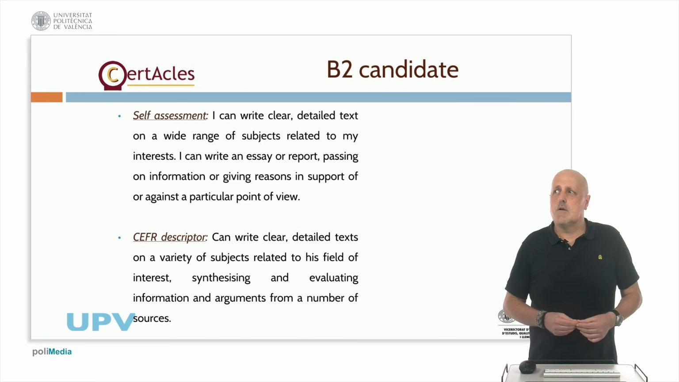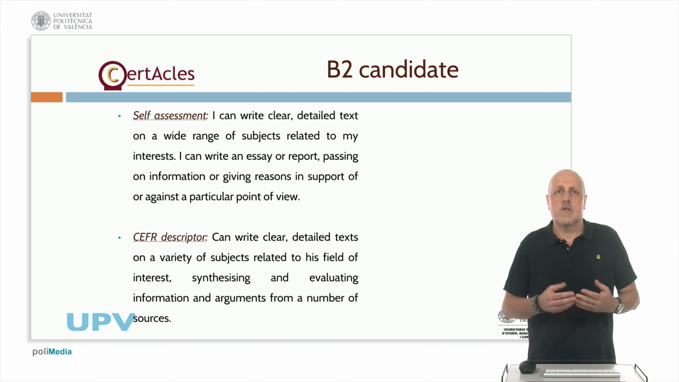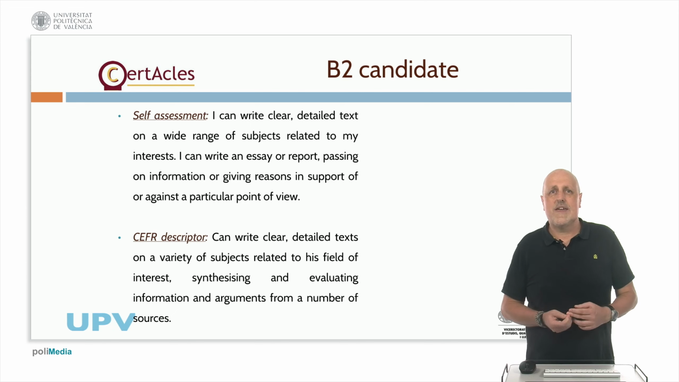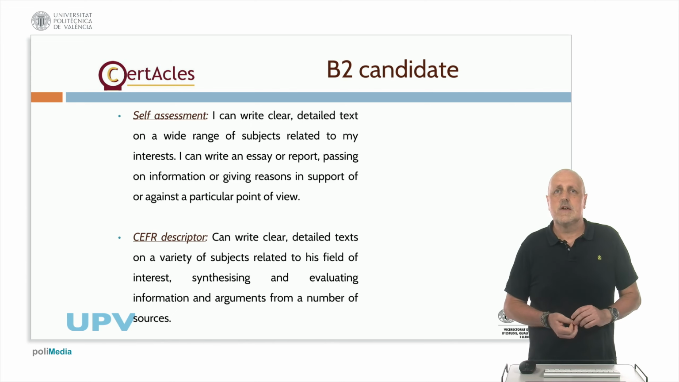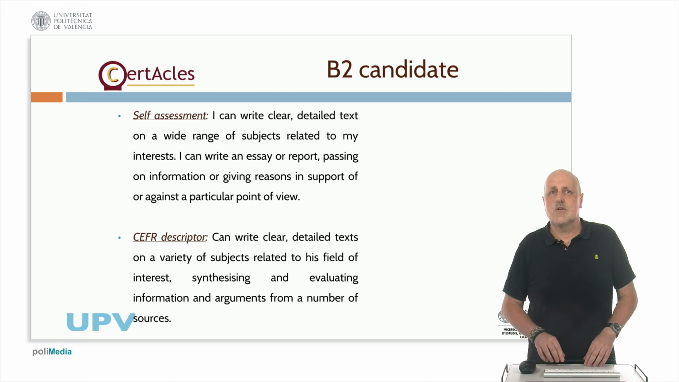So firstly, this slide shows you what you should be able to do and also what the corrector is looking for in order to give you a good mark in your exam written answer. The self-assessment at the top specifies that you can write clear, detailed text on a wide range of subjects related to my interests. You can see that it is always connected to your interest. It should be nothing abstract, nothing outside your range of knowledge. But the text should be clear, it should be easy to read.